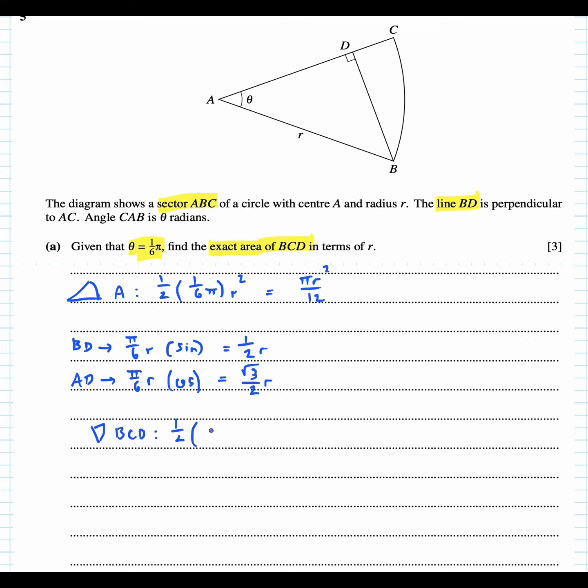So the area of our triangle is half times base times height. So there were our two lengths there anyway. And we get root 3 over 8 r squared. So that's our triangle, and above, of course, we had the whole sector. The area for the whole sector was pi r squared over 12, and the area of the triangle was root 3 over 8 r squared. So we subtract them to find the answer if we had those unknown values.